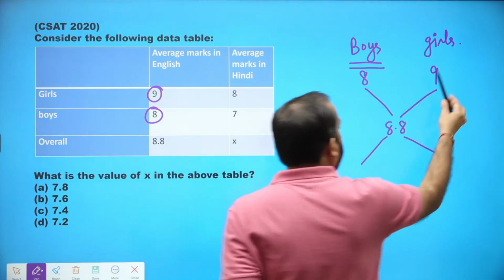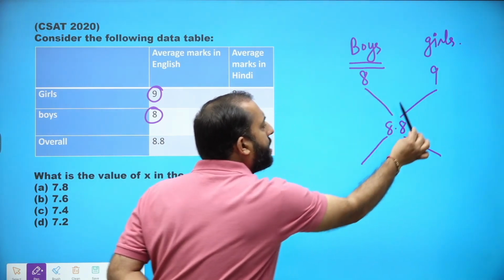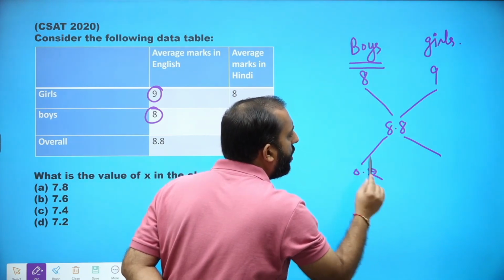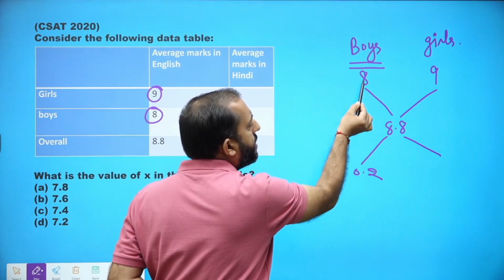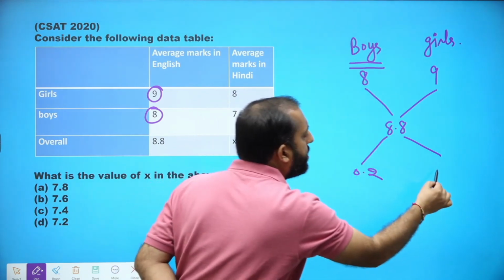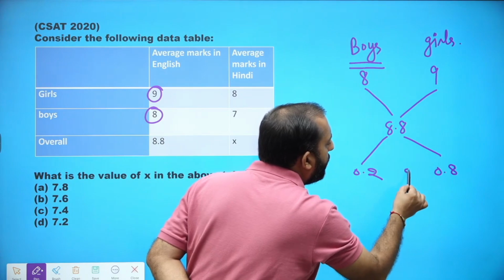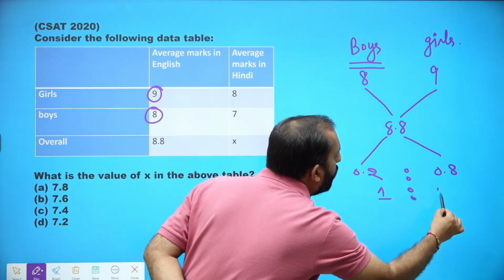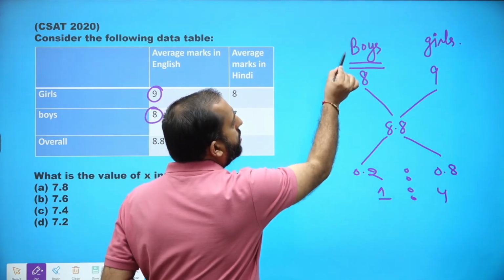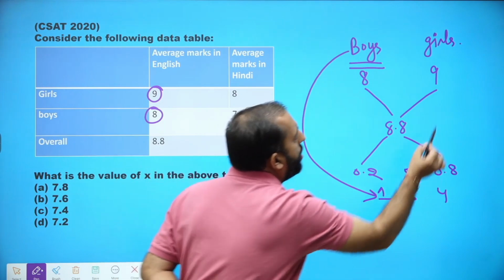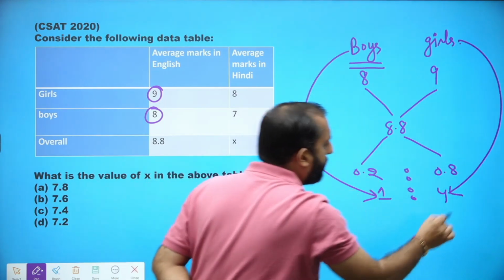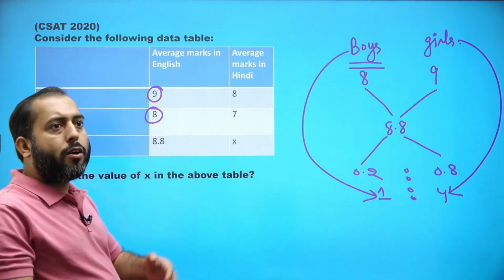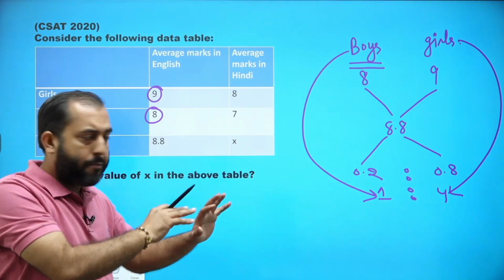Now, apply the allegation. 9 is greater than 8.8, so 9 minus 8.8 is 0.2. And 8.8 is greater than 8, so 8.8 minus 8 is 0.8. So if you find out the ratio, it comes out to be equal to 1 is to 4. So in that class, for every one boy, 4 girls are present. Done? Now, the rest part of this question is same.